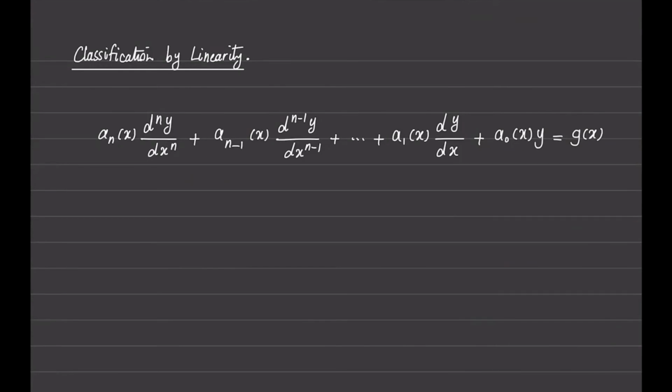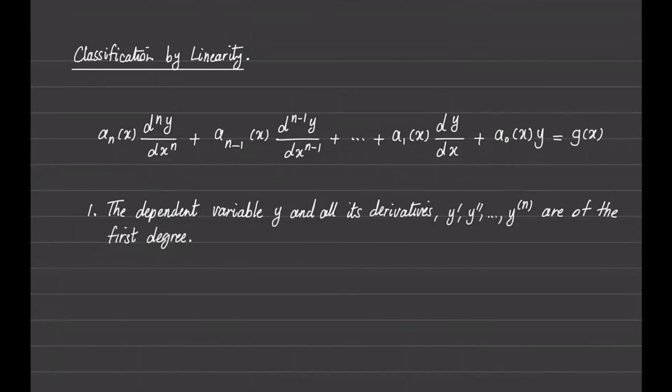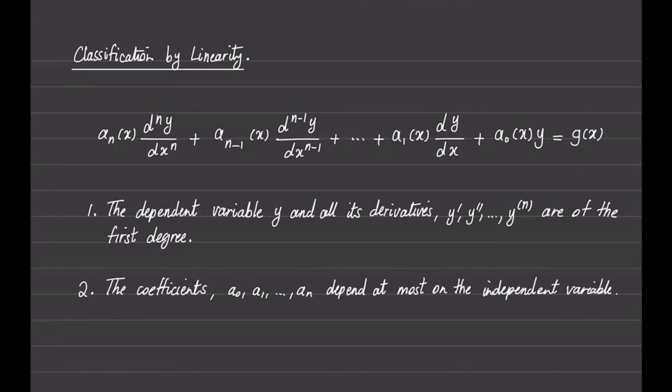We can also classify the differential equations by linearity. Let's say that we have an nth order ordinary differential equation. We will call this differential equation linear in y if all the derivatives are to the power of 1, or of the first degree, and also all the coefficients are functions of the independent variable, x. And a nonlinear ordinary differential equation is simply one that is not linear. So there are two characteristics of a linear ordinary differential equation. The first one is that all the dependent variable derivatives are of degree 1, and all the coefficients depend at most on the independent variable.